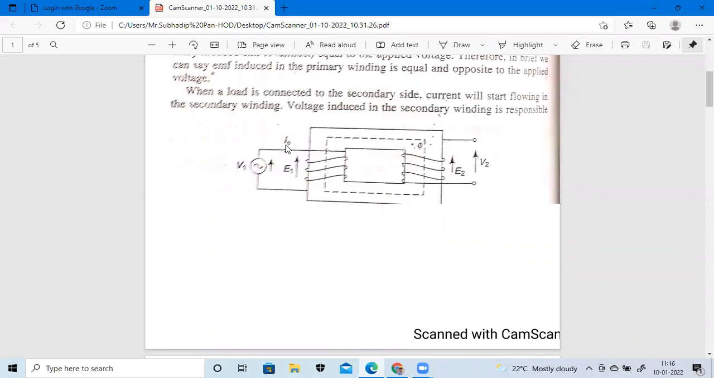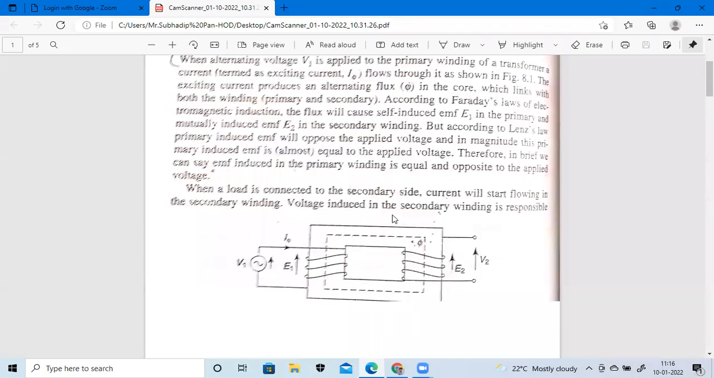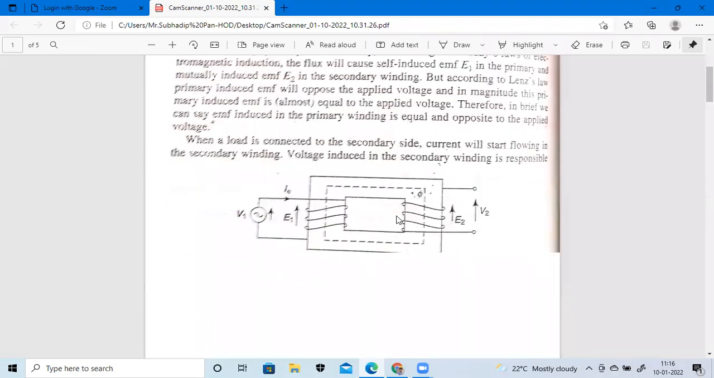So can you represent this schematic diagram of the transformer in electrical quantities or as an electrical circuit network? We can represent it, right?